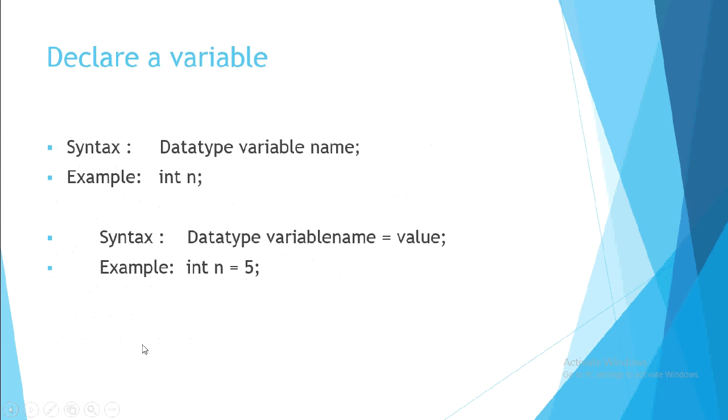How can you declare? You have to write down data type, variable name. Like I want to store 1, I know it's integer, so int n. Now if I further want to allocate a value, it will be data type, variable name equal to value, so int n is equal to 5.